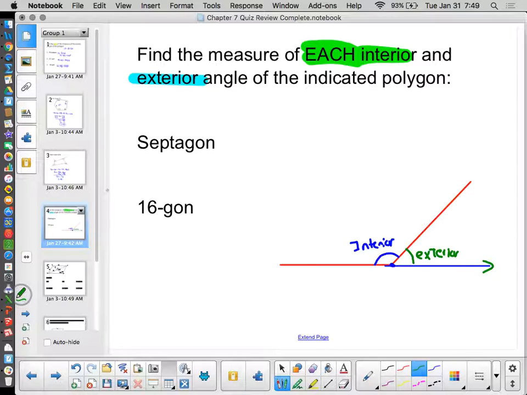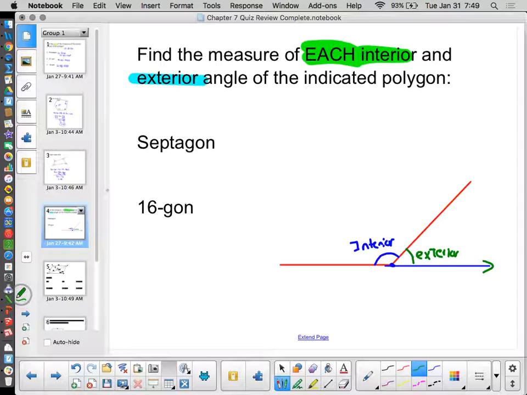What do I notice about an interior and exterior when I put them together? What do they form? Straight line. Okay, linear pair. Supplementary angles, which means they have to add up to what? 180. So an interior plus an exterior always has to equal 180. So if I ask you for each interior and each exterior, then the 2 numbers I get better add up to 180, right?